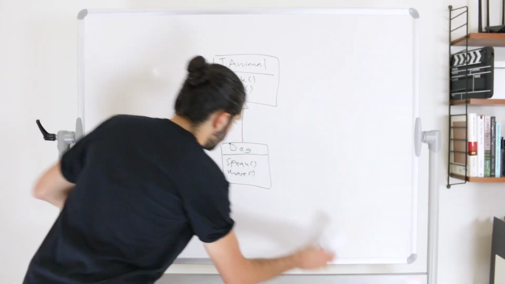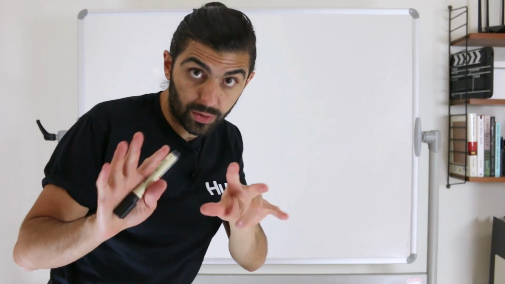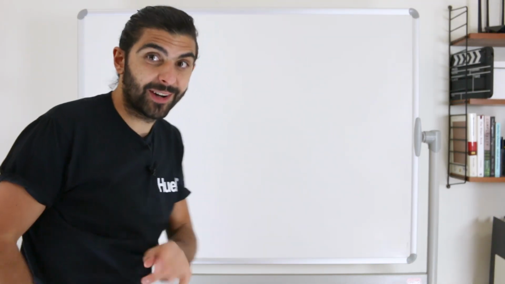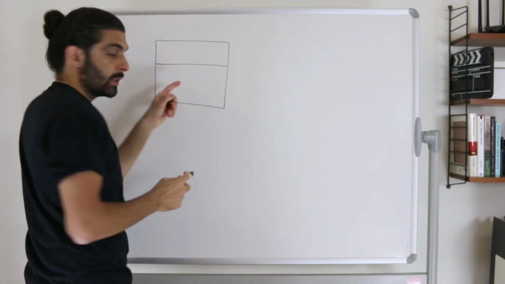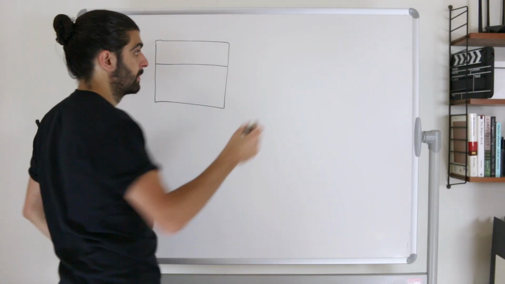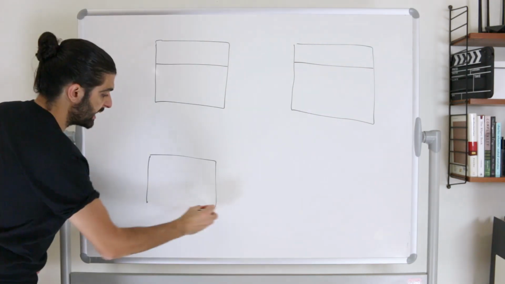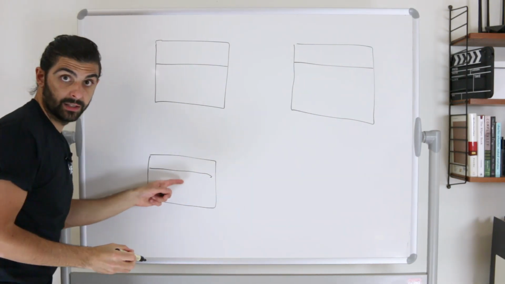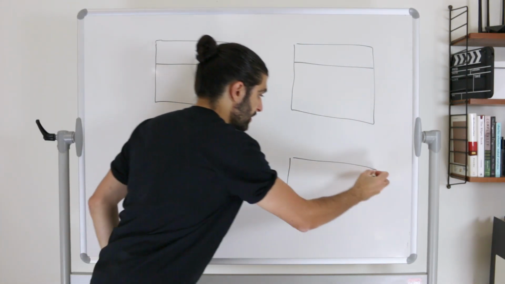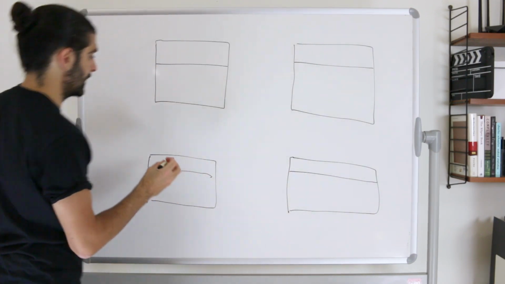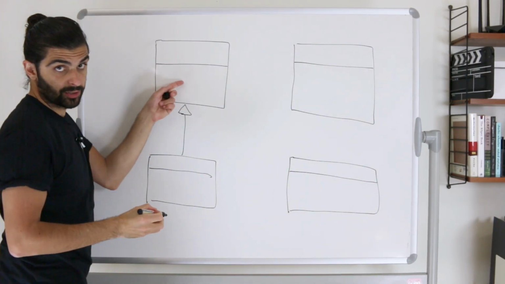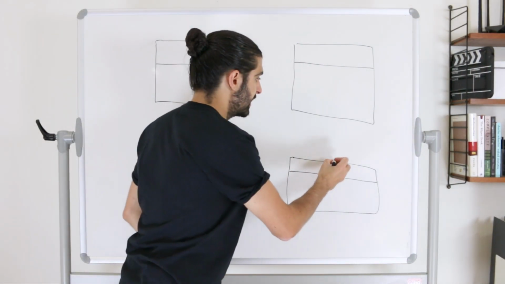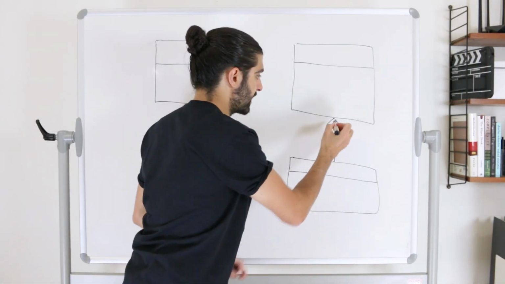Let me remove this stuff. Why is it called the bridge pattern? It's called the bridge pattern because it looks like a bridge. Here's the thing, let me draw the UML diagram. You've got one abstraction here, any number of concretions here, and any number of concretions here. Let's draw the arrows. This down here is a concretion of this first abstraction.